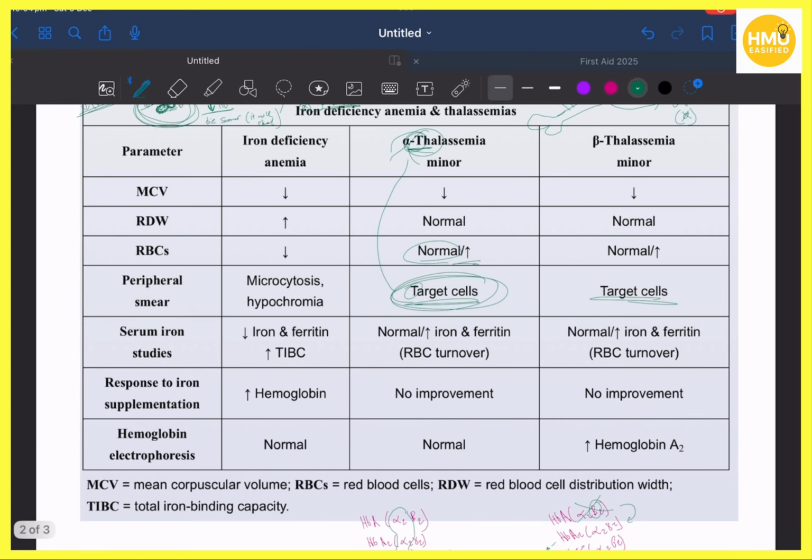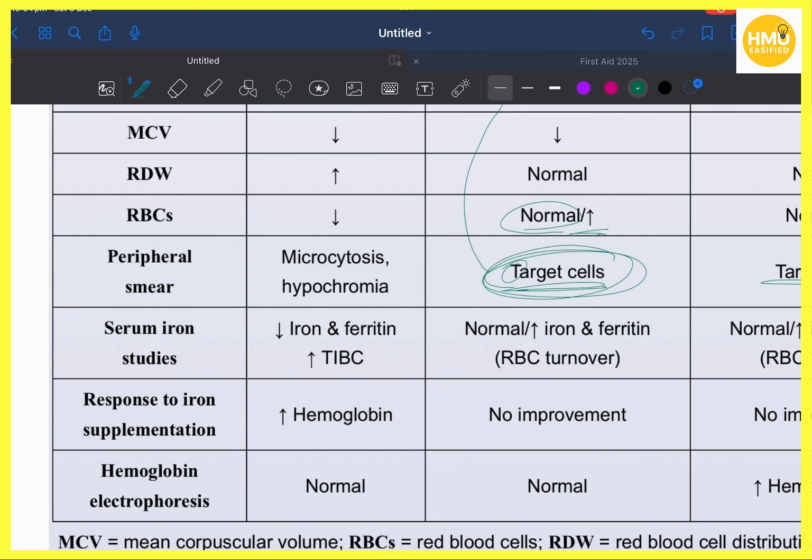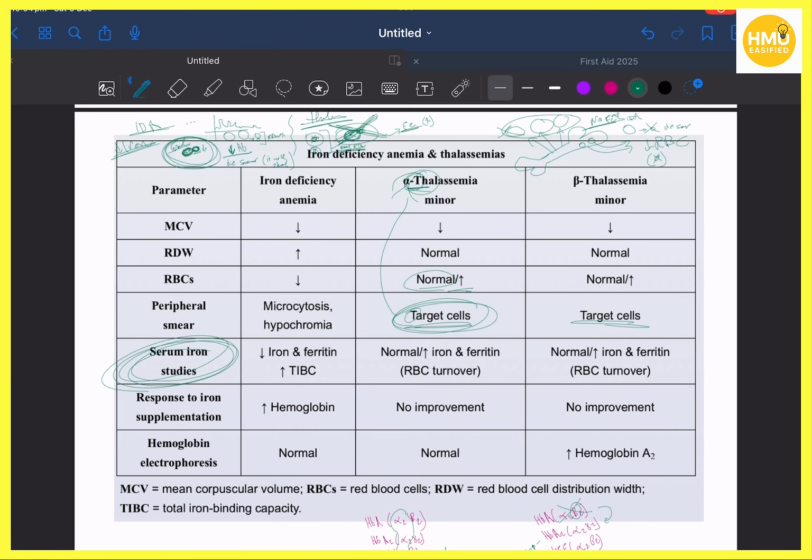This patient will come with anemia and low MCV. The first step you should do is serum iron studies. This is the first step. What are you going to see? In iron deficiency anemia, you're going to see low iron and low ferritin, obviously because the serum iron is low. The ferritin, which is the storage of iron, is going to be low.